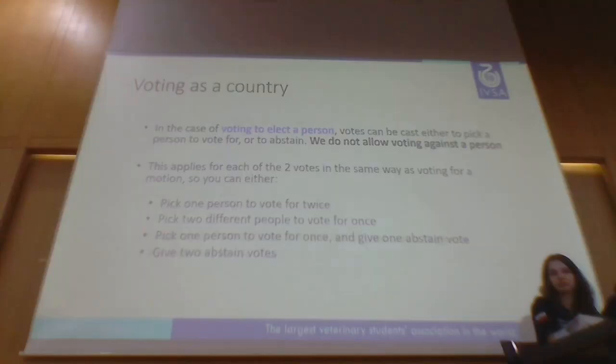In the case of voting to elect a person, you can only either vote for a person or you can abstain. You cannot vote against a person. So you can vote for or abstain, not against. This applies for each of the two votes in the same way as voting for a motion. So you can either pick one person and vote for that person twice, or you can vote for the person once and abstain, or you can give two abstains. We'll explain this again, but this is the gist of it.